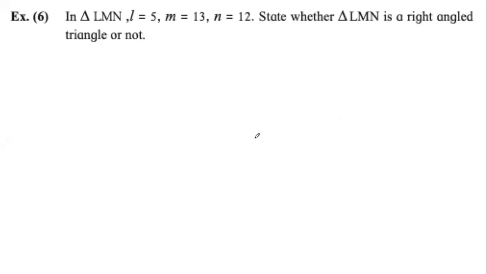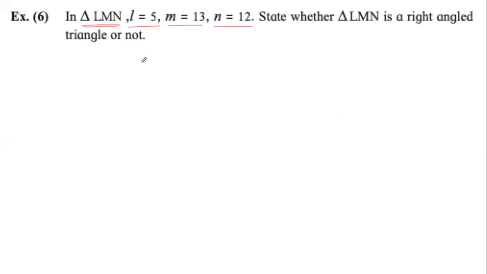Now this question is another word problem without a diagram, and we don't even need a diagram. What is happening in this question? It is talking about a triangle LMN, and it says small l equals 5, small m equals 13, and small n equals 12.